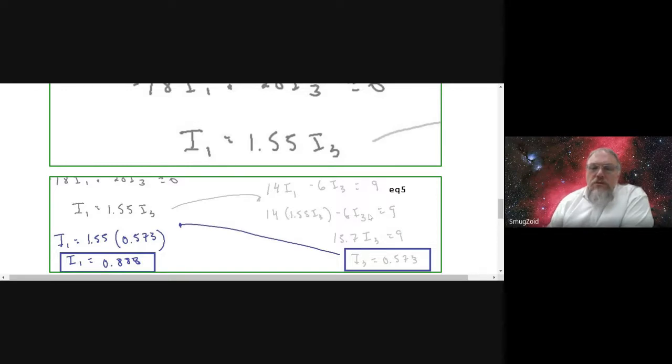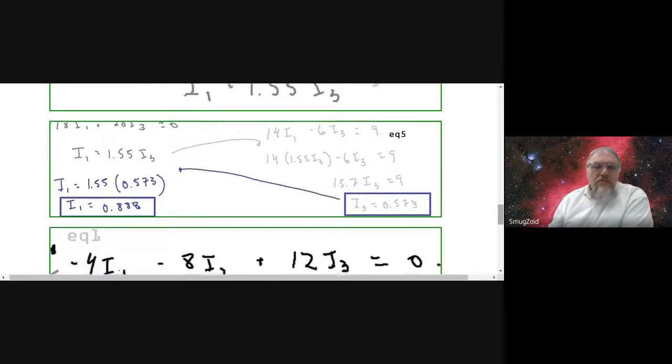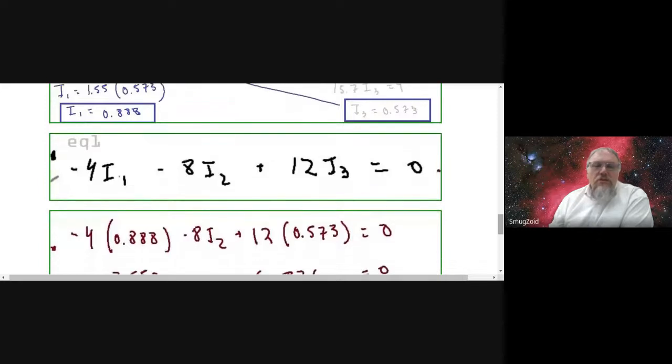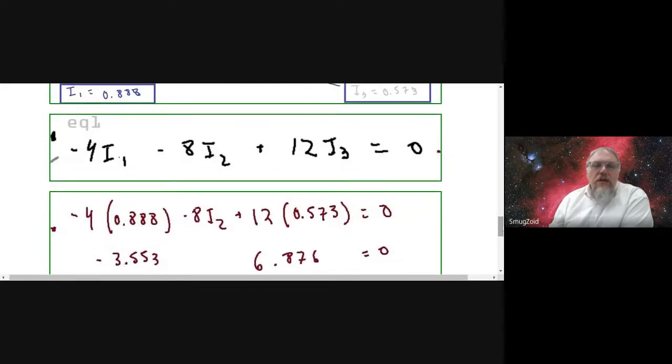When you work this whole thing, add it together, distribute it, all that other fun stuff, you end up with I3 equals 0.573. Now you can feed it back into that equation you just used, 1.55 times 0.573. You find out I1 equals 0.888, okay? So I've solved for I1, I've solved for I3, okay? And then the next step is what? Take the original starting equation, that's what I did, and put those values in.